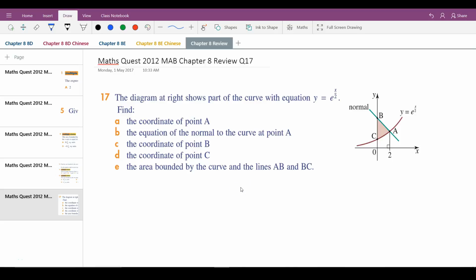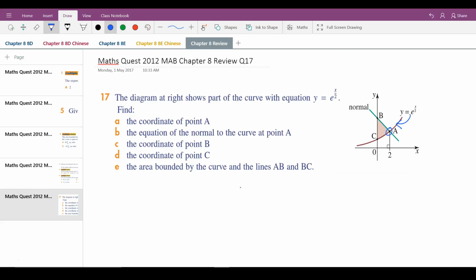We're doing Math Quest 2012 Math B Chapter 8 review, question 17. The diagram at right shows part of the curve with the equation y equals e to the power of x over 2. Okay, so that's the curve. Part A: the coordinate of point A. Alright, point A is here.